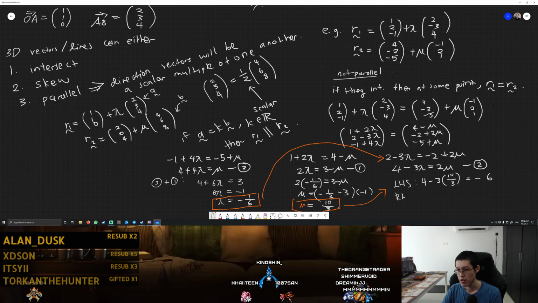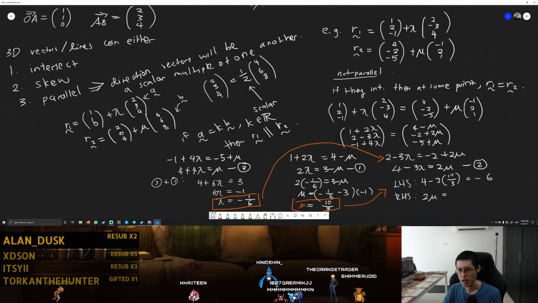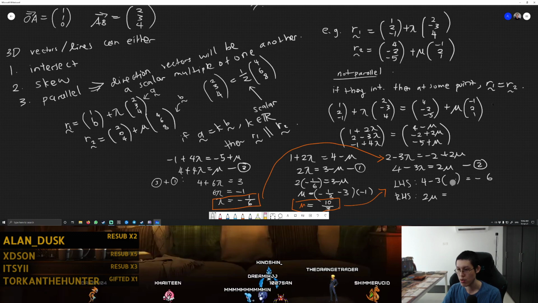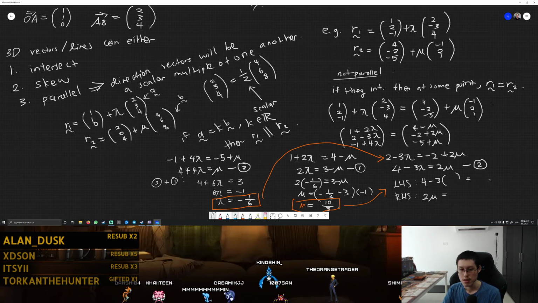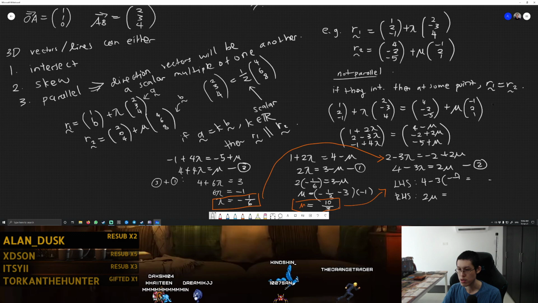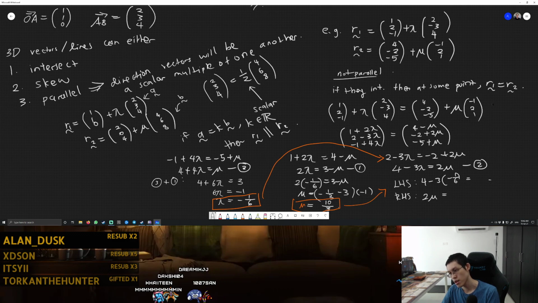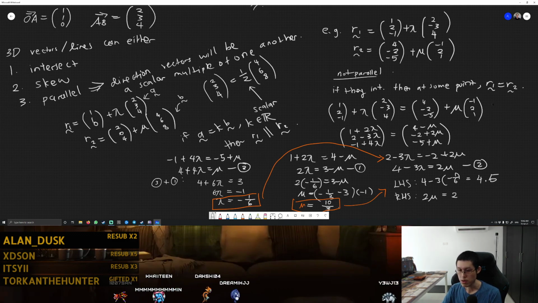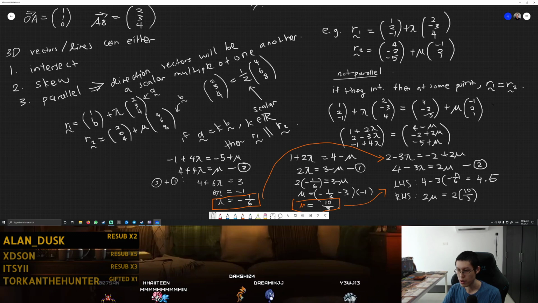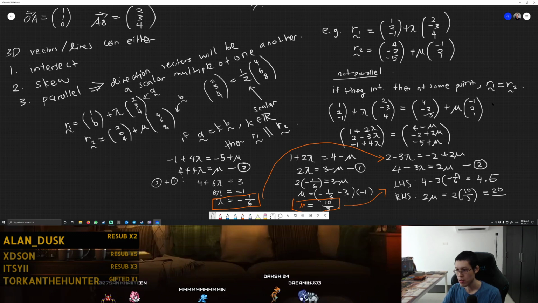Okay, right hand side, what do we have? 2 mu. Sorry, I messed up. Oh no, I messed up. Hang on. This one is negative 1 over 6, which means it's plus, so 4 plus a half, 4.5. Okay. So this one is 2 times 10 over 3. What do we get? We get 20 over 3.